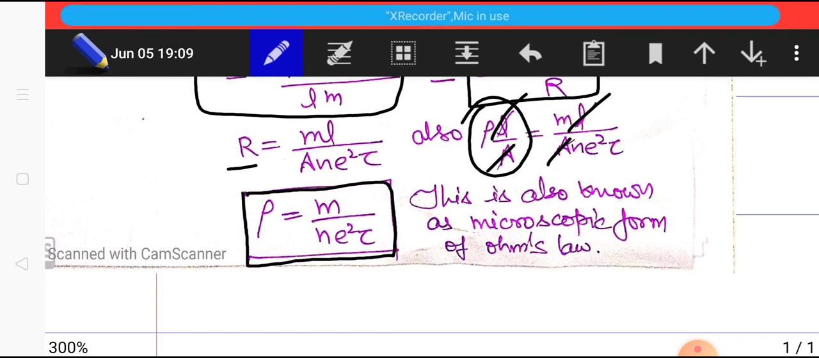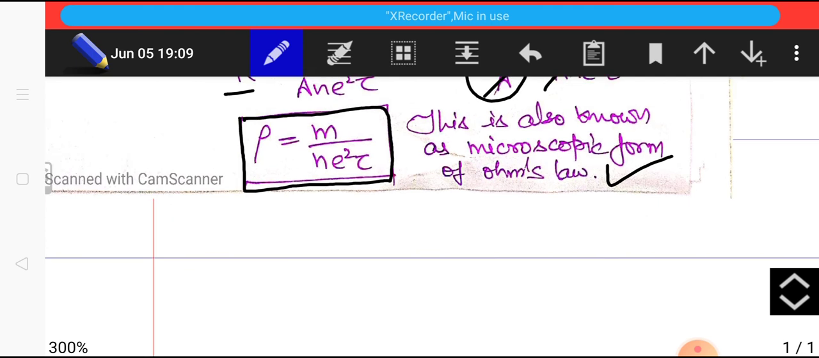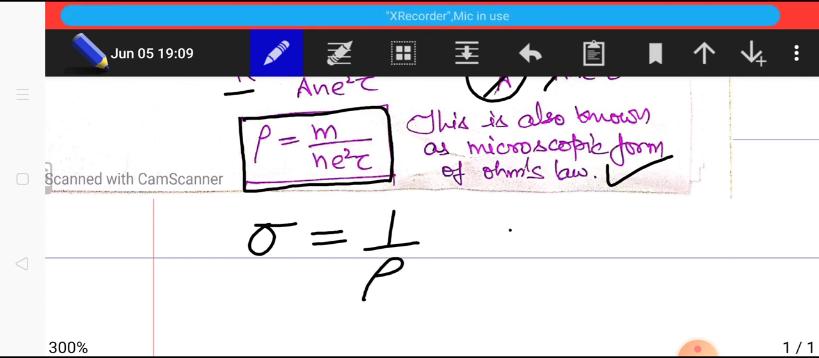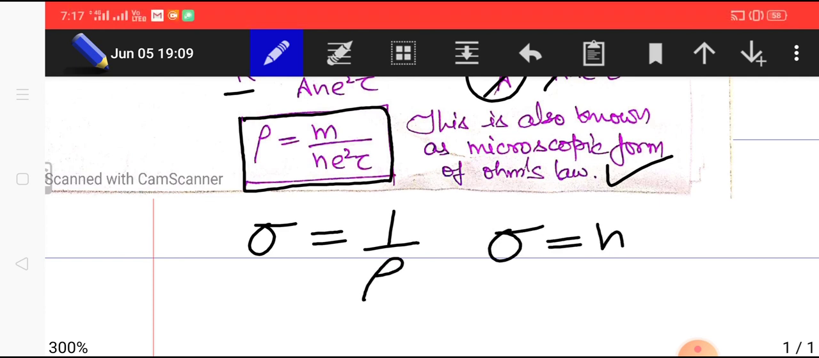So dear students, this is also known as microscopic form of Ohm's law. One more point I would like to add, that sigma is known as conductivity of a conductor and it is defined as 1 by rho. So sigma is equal to n e square tau divided by m.